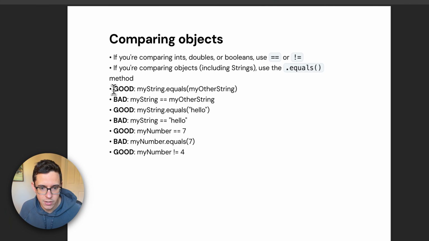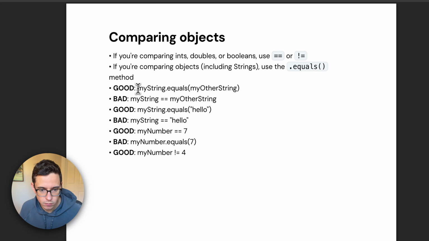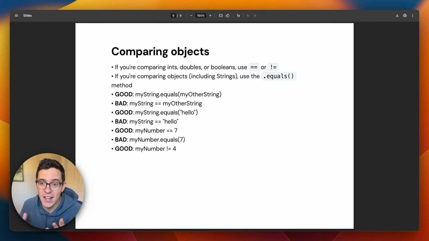So I have a set of good and bad things here. With strings, you do dot equals. With strings, you don't do equals equals. With numbers, you do equals equals. With numbers, you don't do dot equals. And with numbers, you can also do the not equal sign. So, oh my gosh, so many nots and so many equals, but that's the gist of it. Basically with numbers, you're going to use the little symbols, and with objects, you're going to use this dot equals method. So that's about it for this video.